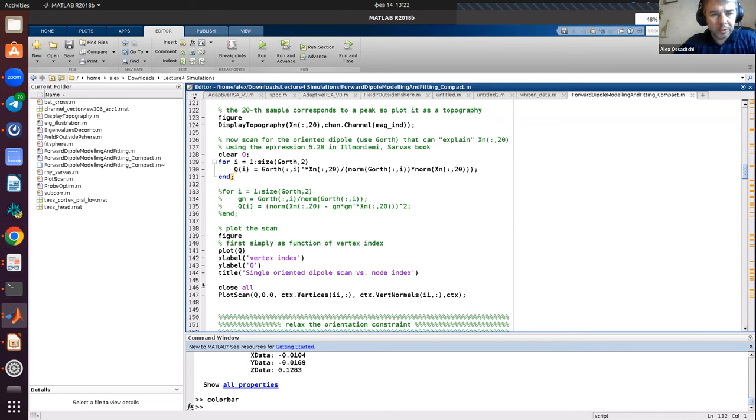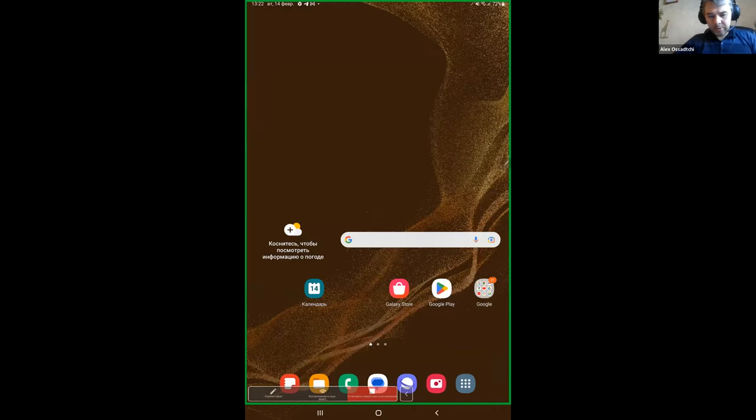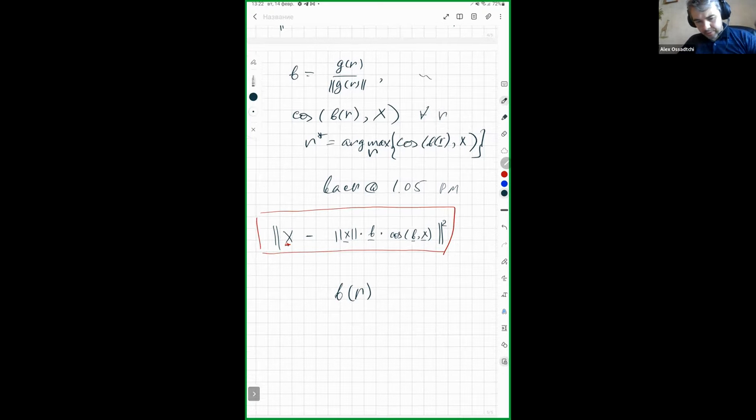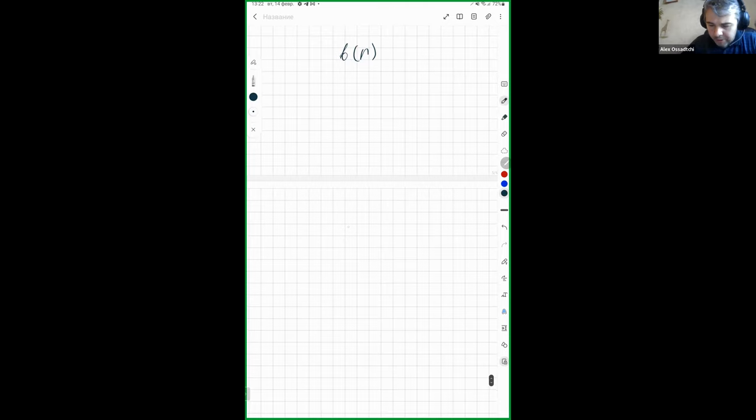But first, I need to show you this screen, and then go back to this. So far, for most of the time, we were enjoying the fact that we had our brain, a cortical surface, and our dipoles, which were orthogonal to the cortical surface. Therefore, at each location we had a single dipole, and life was beautiful, but not realistic, okay?